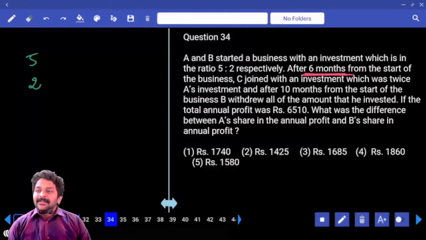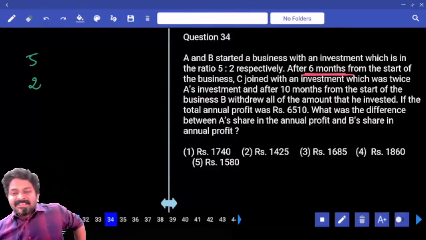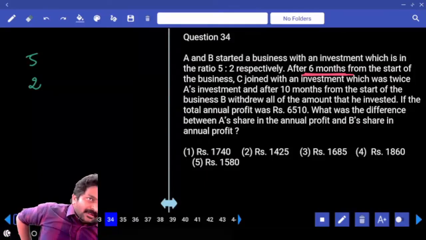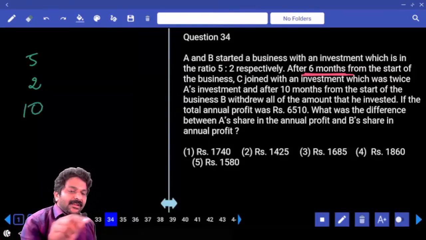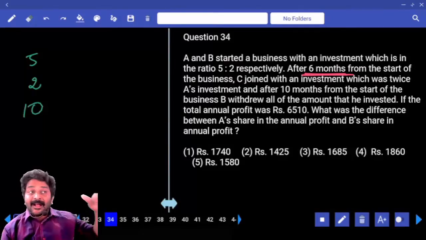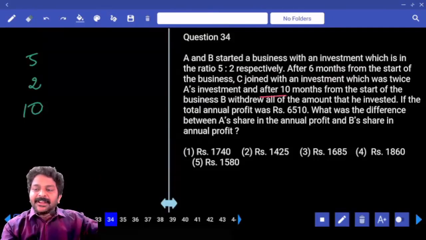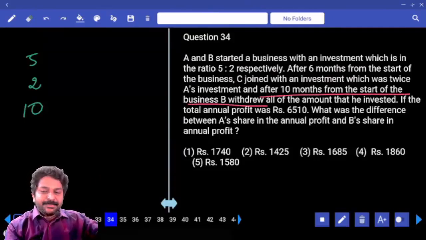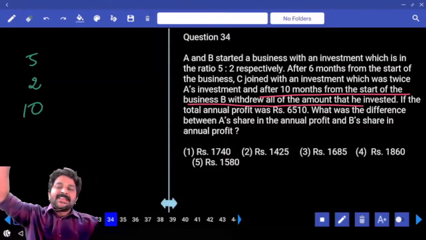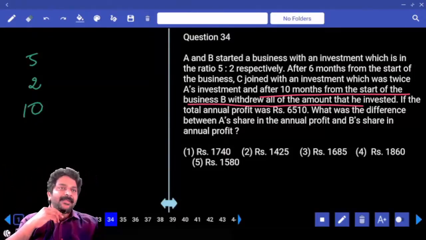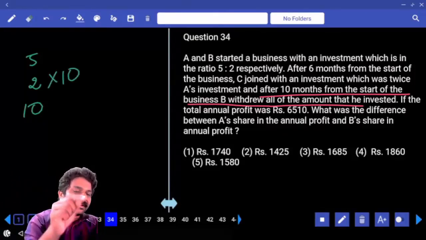Important. From the start of the business, C joined with an investment which was twice A's investment. How much did A invest? Then C will invest twice, which is equal to 10. When did C join? After 6 months. Be careful. Next, after 10 months from the start of the business, B withdrew all of the amount he invested. So B is there from the beginning and he left after 10 months. That means he is there in the business for 10 months.